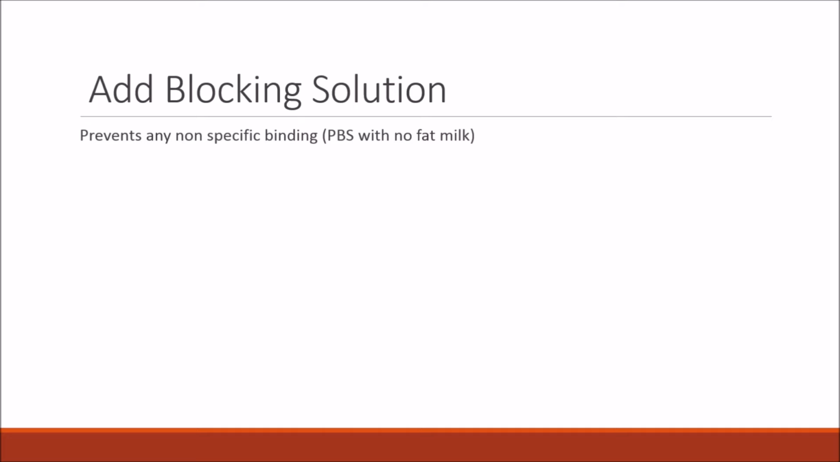Okay, so the first step is to add blocking solution. And what this does, it prevents any non-specific binding happening between the antibodies and our nitrocellulose membrane. And the blocking solution consists of PBS with no fat milk.